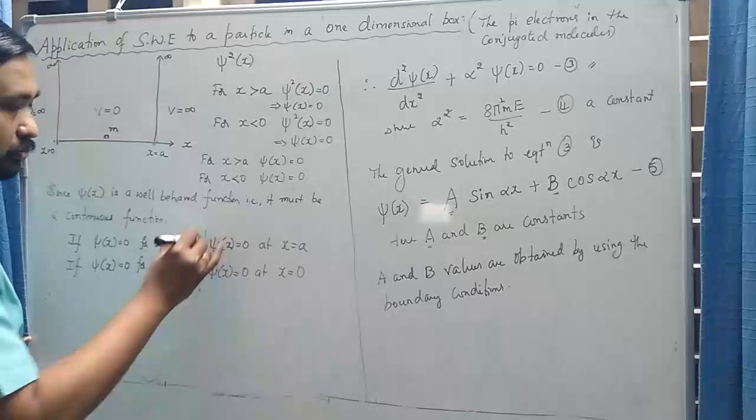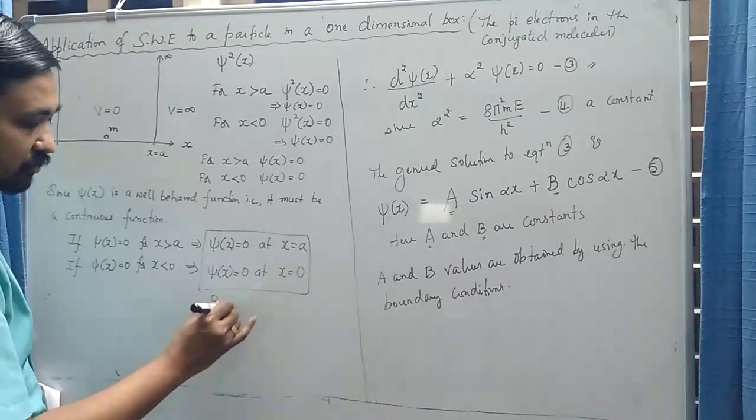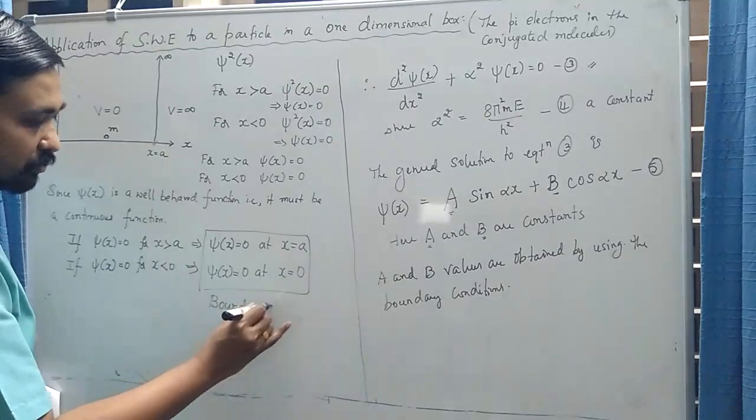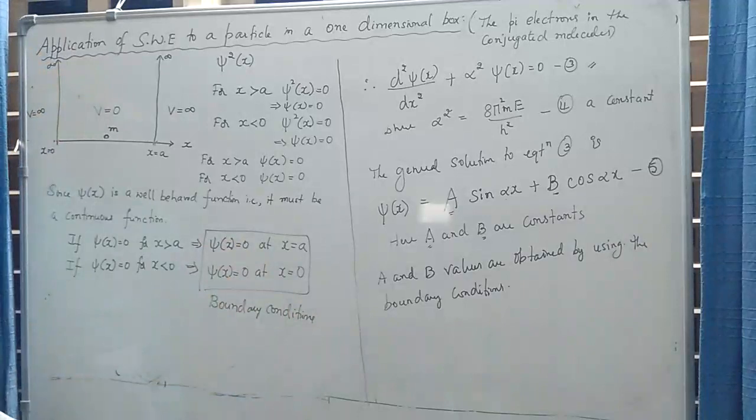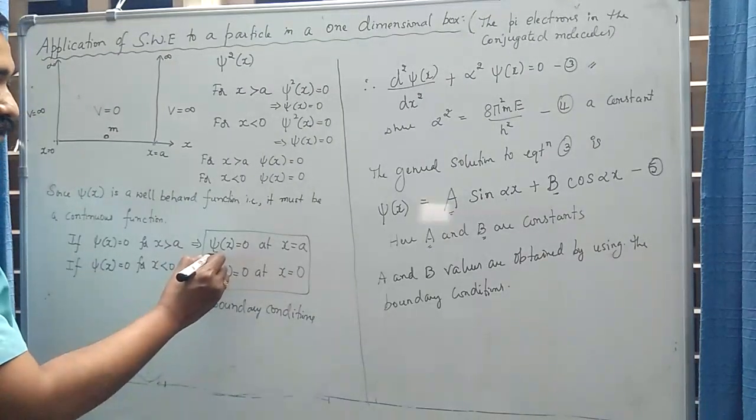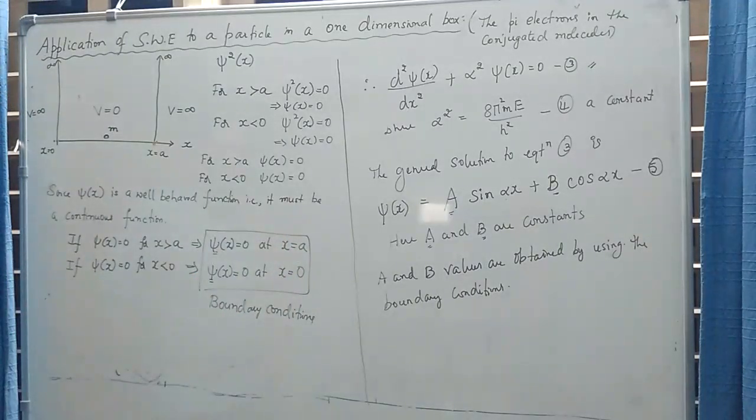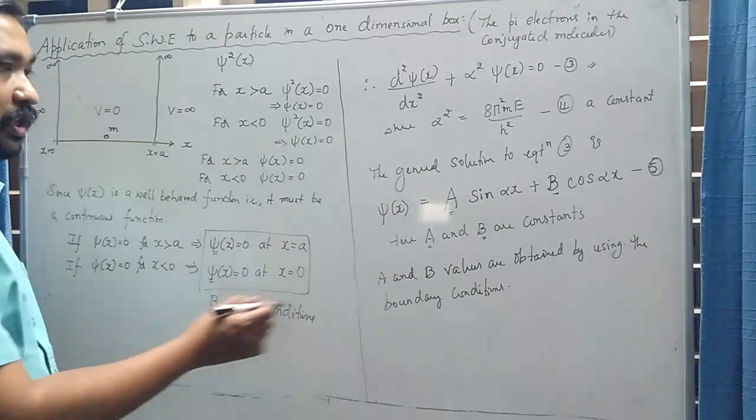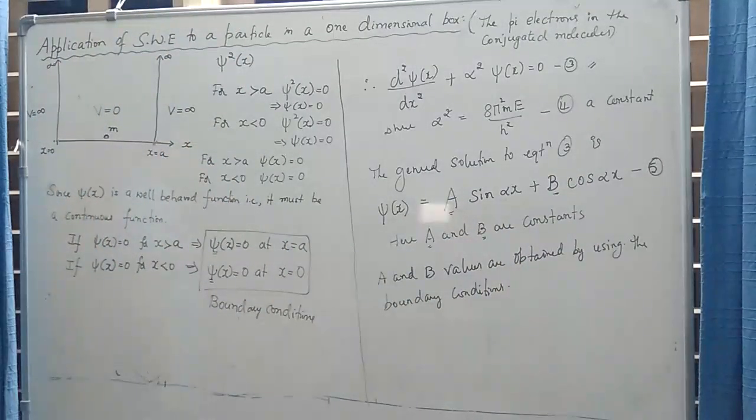So these two conditions are the boundary conditions for particle in a one-dimensional box. Why are they called boundary conditions? Because they define the values of the wave function at the boundaries, that is, x is equal to 0 and x is equal to a. Now let us apply these boundary conditions on equation 5 and try to find out the values of a and b.